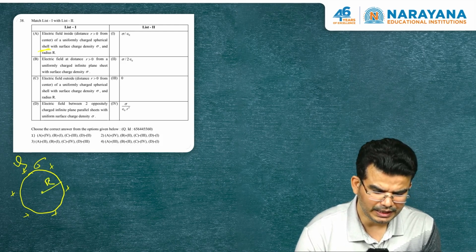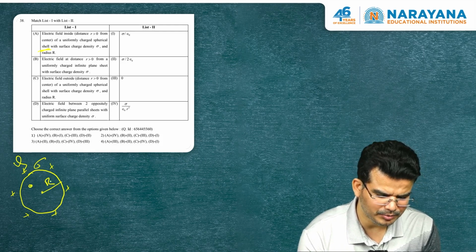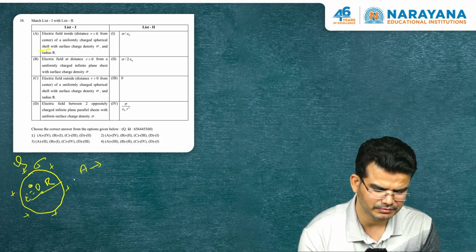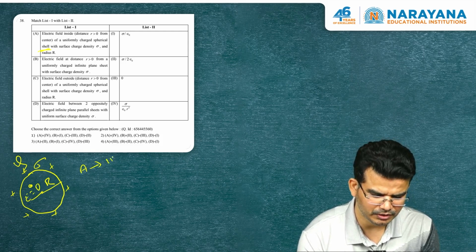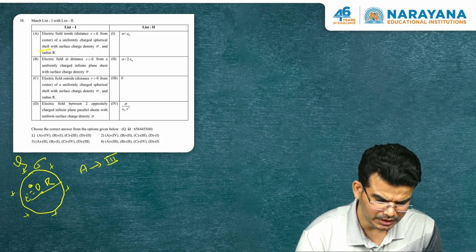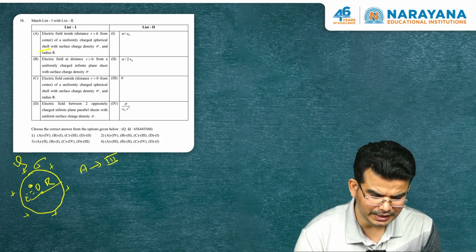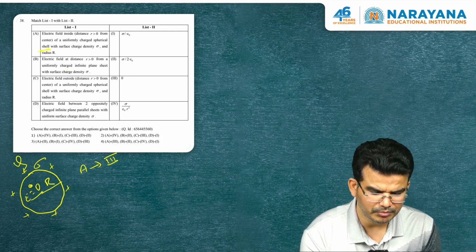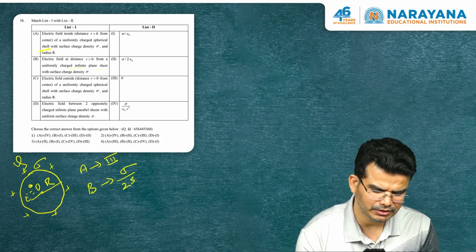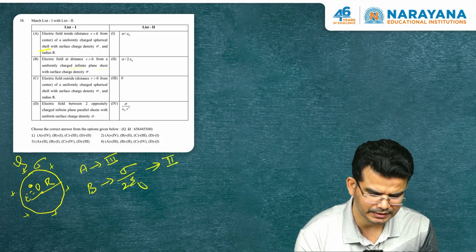Now, electric field inside, at any inside point, electric field is 0 for a shell. So, I can say option A should have electric field 0. Which option? Option number 3. Now, electric field at a distance r greater than 0 from a uniformly charged infinite plane sheet. So, you know, from an infinitely charged plane sheet, what is the electric field? At any distance it is sigma by 2 epsilon naught. So, which option is correct? Sigma by 2 epsilon naught, option second.